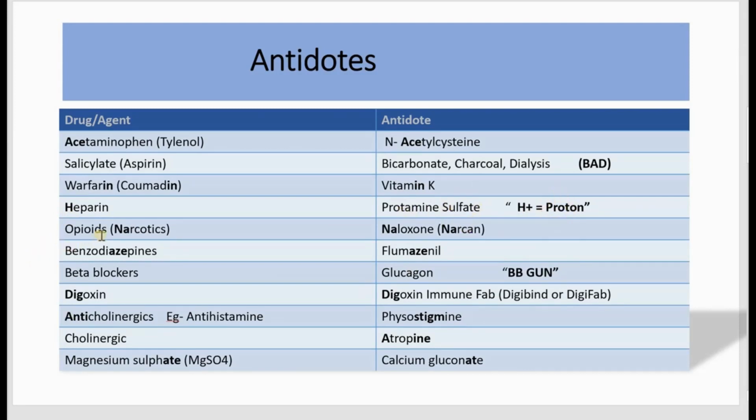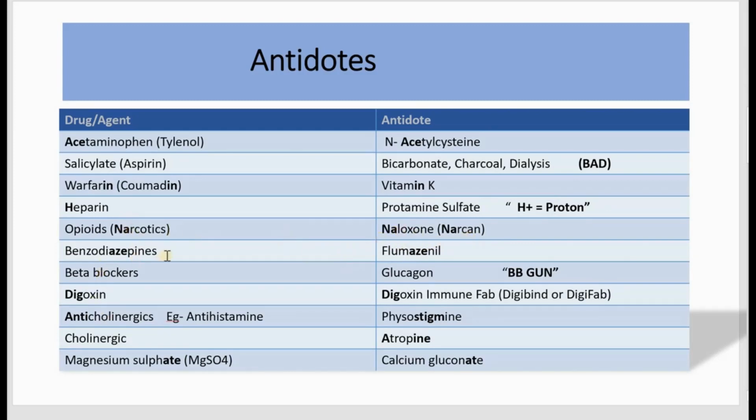Next, opioids. Opioids are narcotics which are used as analgesics for pain. Examples: fentanyl, morphine, Dilaudid, etc. And the antidote is naloxone. The trade name is Narcan. All three words have the letters NA in them.